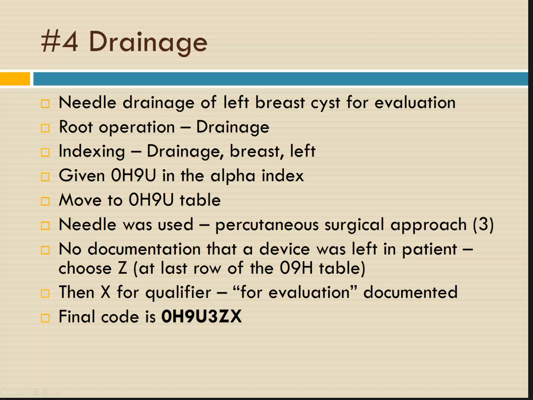Number 4 is documented as needle drainage of left breast cyst for evaluation. That word evaluation is important. So we know this is a drainage of a cyst. We're going to code the root operation of drainage. There's no documentation that the surgeon removed the cyst sac. So based on what we have, we're going to code it to the root operation of drainage. We're going to index drainage, breast, left. We're given 0H9U in the alpha index. You move to the 0H9 table. You already have the U.